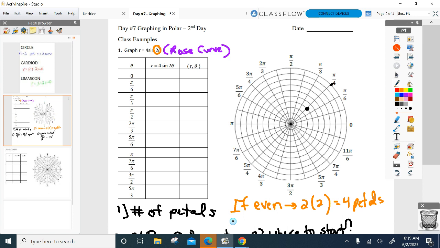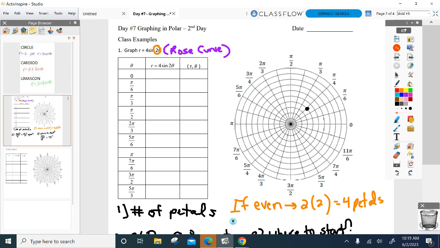Everyone grab your calculator right now. Let's do the one to the right. Everyone plug in pi over 6. So 4 sine 2 times pi over 6. And let me know what you end up with. Everyone getting about 3.5 if I rounded? So go ahead and graph 3.5 on pi over 6.